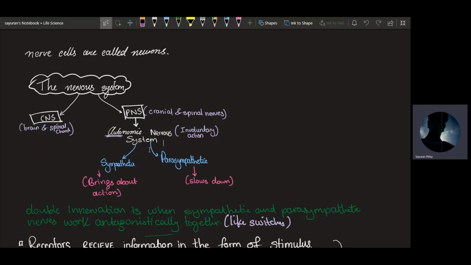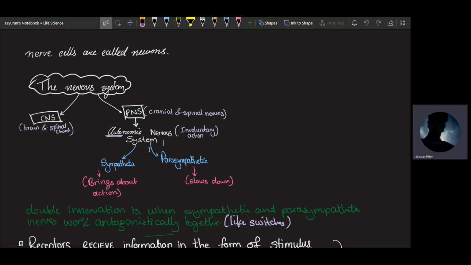So your sympathetic nerves make your heart beat faster. Your sympathetic nerves increase your heart rate. Your sympathetic nerves accelerate your glucose absorption in your muscles, that kind of thing. Whereas your parasympathetic nervous system is responsible for slowing down. I think P for parasympathetic, P for pause. It pauses things, it slows them down.